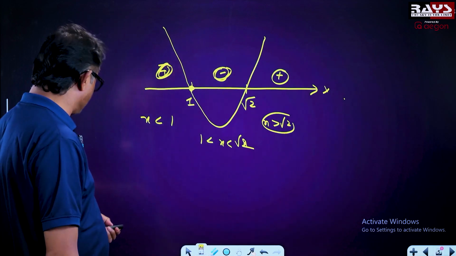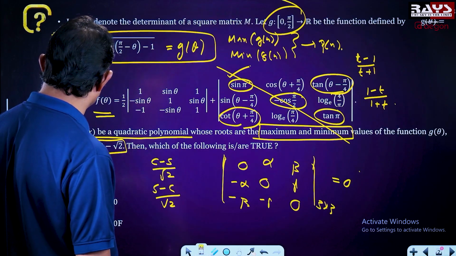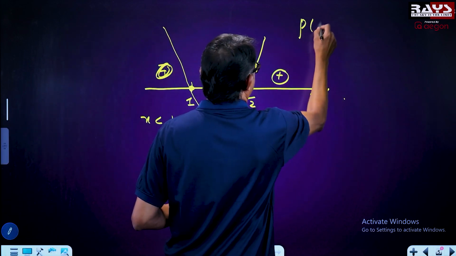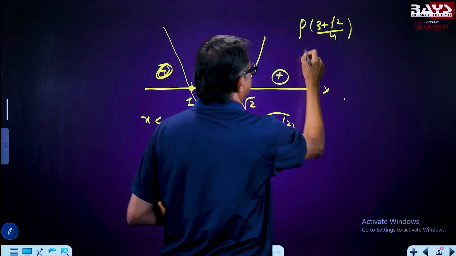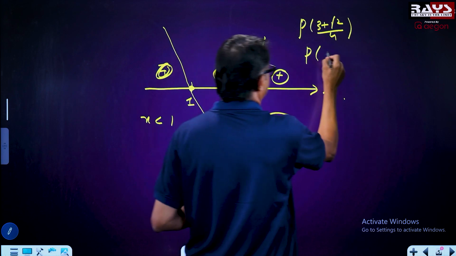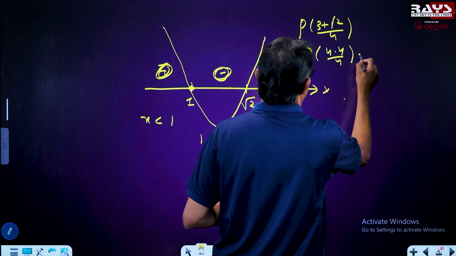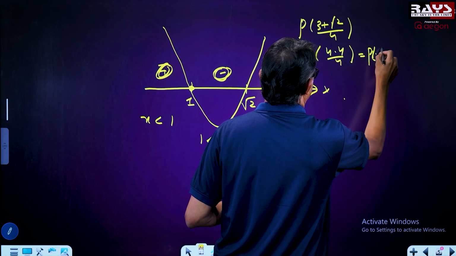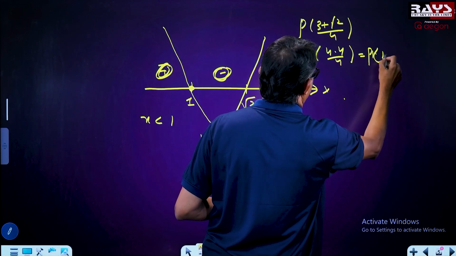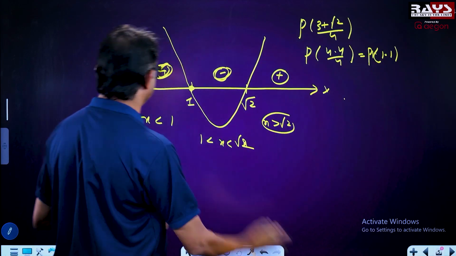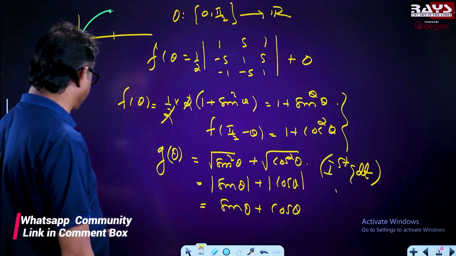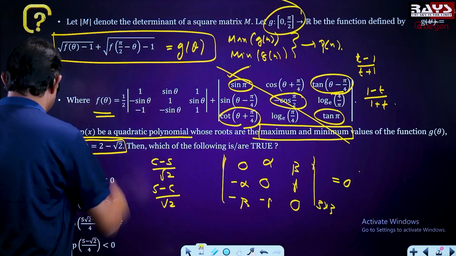Now, let us see the first one. P of (3 plus root 2) by 4. Now, what about it? 3 plus root 2 will be 3 plus 1.4, that is 4.4. 4.4 by 4 is equal to 1.1. So P of 1.1. It is 1.1 approximately. 1.1 is coming over here, so it will be less than 0. It is given that it is less than 0, so option A is correct.